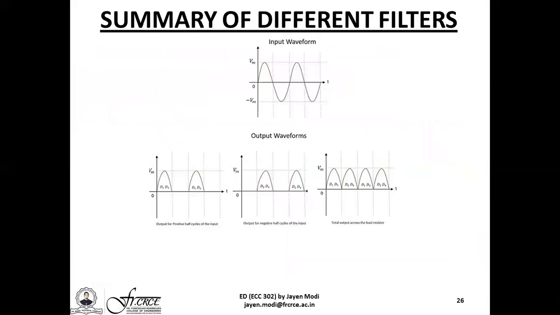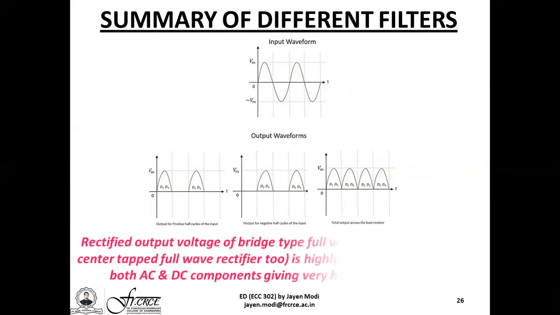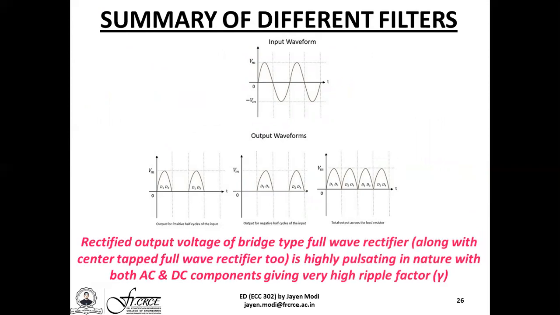The first main part was that filters were essentially required because if you take any kind of full wave rectifier circuit, be it bridge type or center tapped transformer type, the rectified output voltage will definitely be pulsating in nature with both the AC and the DC components, in which the ripple factor is extremely high. So even though you are converting AC into DC, you do not get a pure DC output signal at all, but it is completely pulsating.